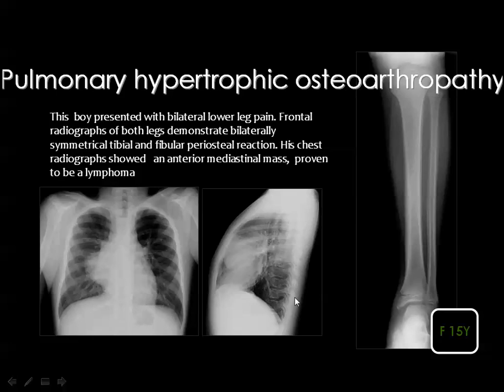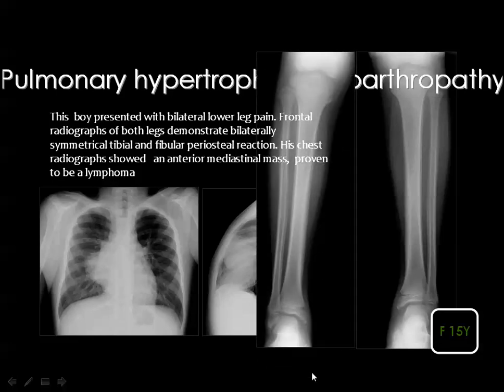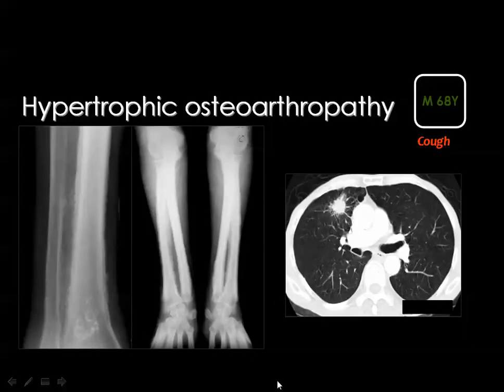In the radiographs of the leg, if you look carefully, you can see the diffuse lamellated periosteal reaction along the shafts of the tibia and the fibula. And this patient had a bronchogenic carcinoma with typical appearance, pulmonary nodule with a spiculated margin, as you know.